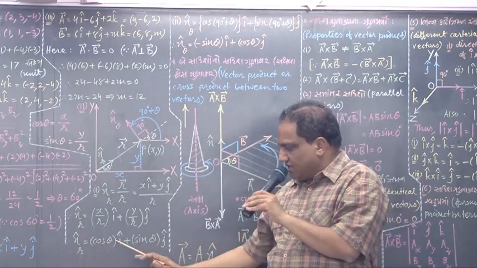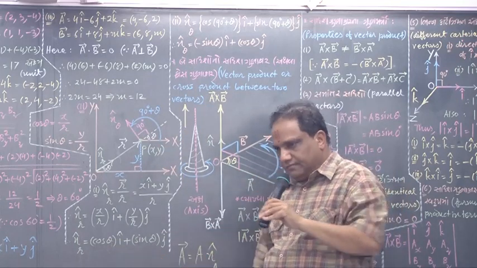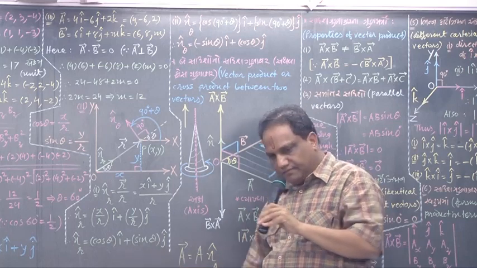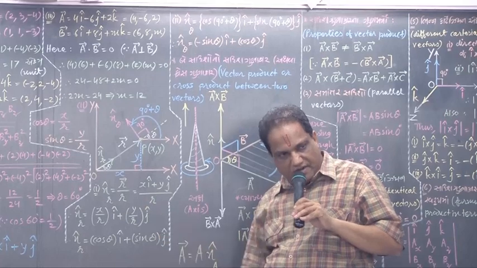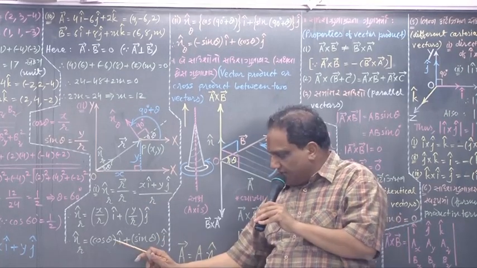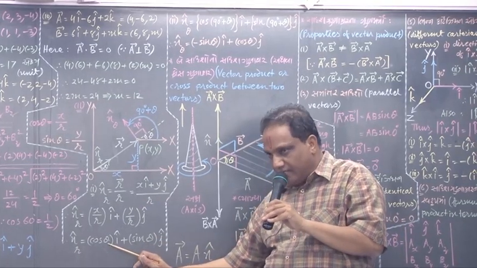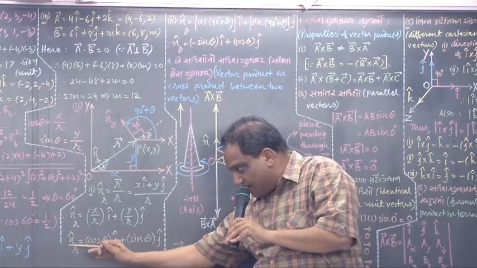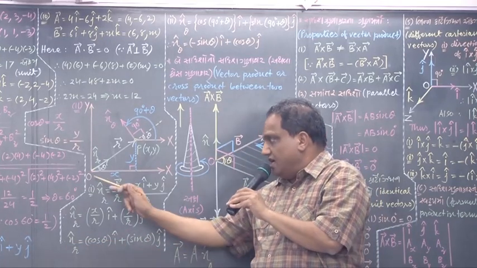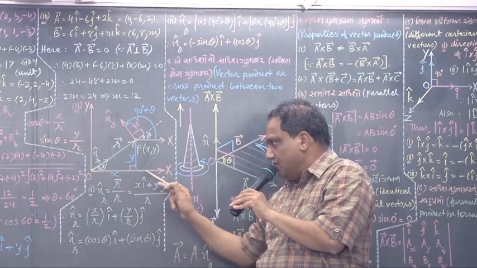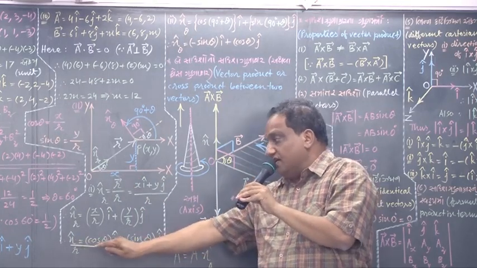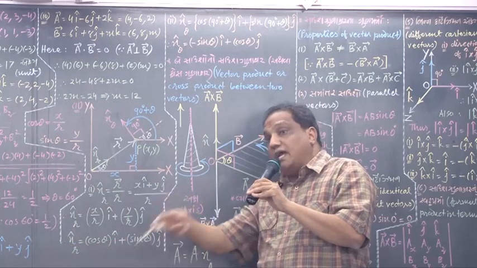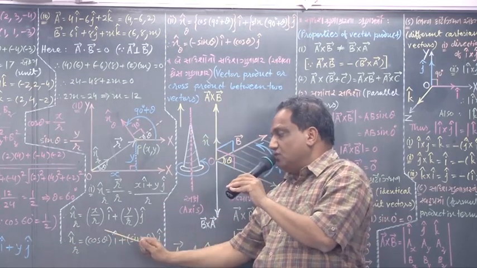Tell me, what is this theta? Angle. But how do you find that angle in the figure? This is the angle made by this unit vector with the positive axis. So whichever unit vector you want to write here, the angle made by that vector with the positive axis you should write here.